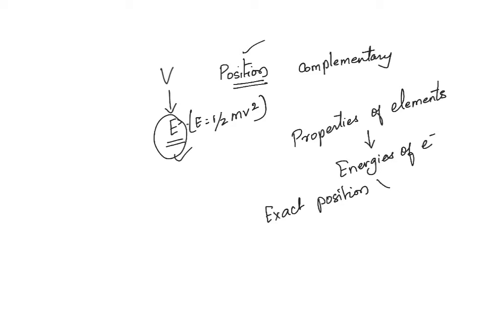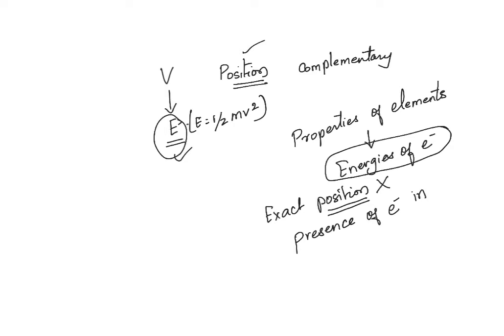We don't need to know the exact position, but we mostly study the properties of electron with definite energies. We're okay with presence of electron in a region, and the presence is most probable in that three-dimensional space. So in other words, we're more interested in energies of electron.